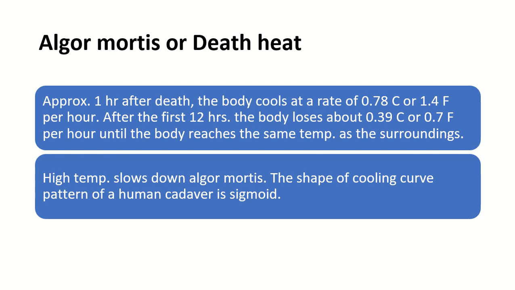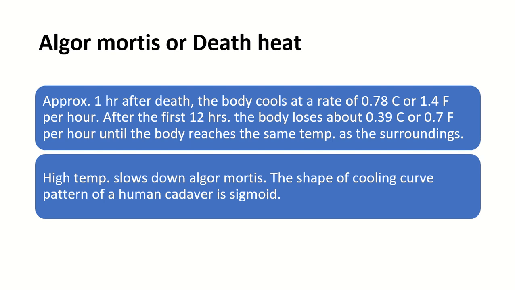So that is algor mortis, and the rate of algor mortis up to 12 hours is 0.78 degrees Celsius, and then after 12 hours it is 0.39 degrees Celsius. And when the body reaches the same temperature as that of the surrounding, the cooling of the body will stop.